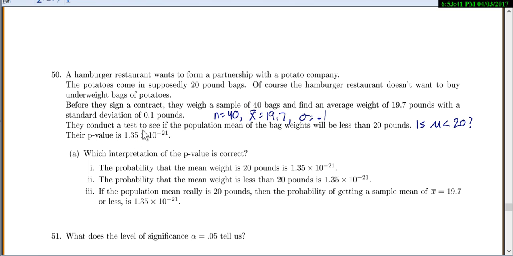Their p-value is 1.35 times 10 to the negative 21. That's a really small p-value, right? And it wants to know which interpretation of the p-value is correct.